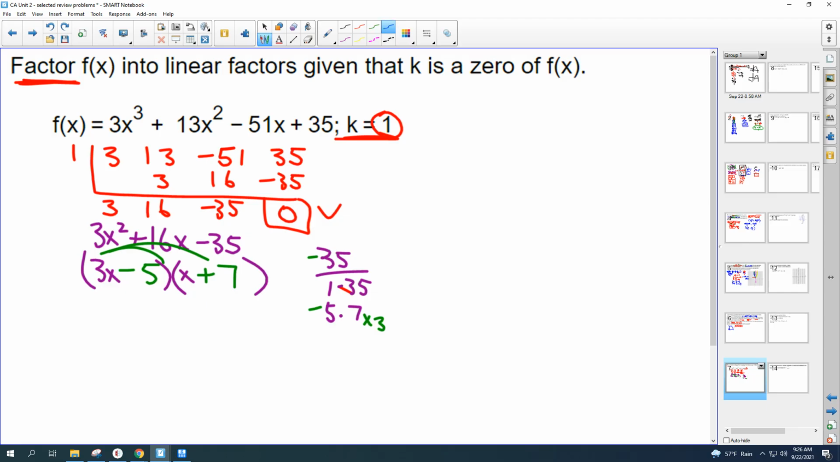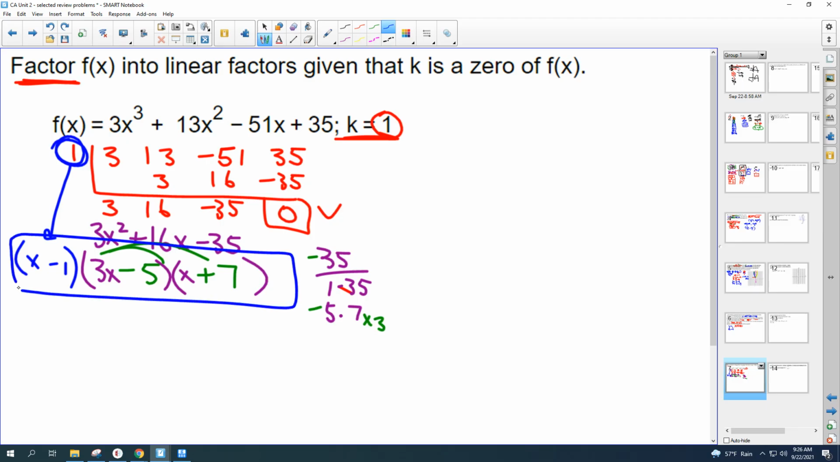What I've noticed people always forget is this is one of your zeros, so that means that x minus 1 must have been one of your factors. Factor.